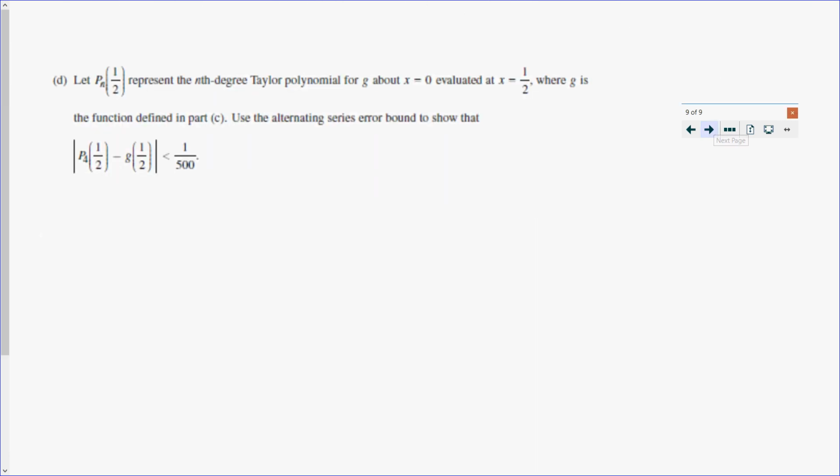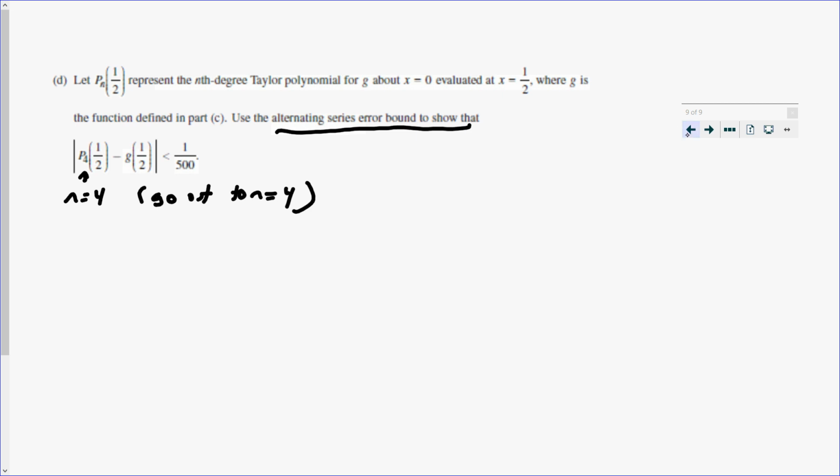Last question right here. Part D says let P sub 4 of 1/2 represent the nth degree Taylor polynomial at 4, where G is defined by the function in part C. Use the alternating series error bound. Now, this is not on the AP in 2020, but you will see this in the future. So it's a good way to remember how to use alternating series. Recall what they're telling us is that this little 4 right here, that is n is 4. So they're asking us to go out to n equals 4.